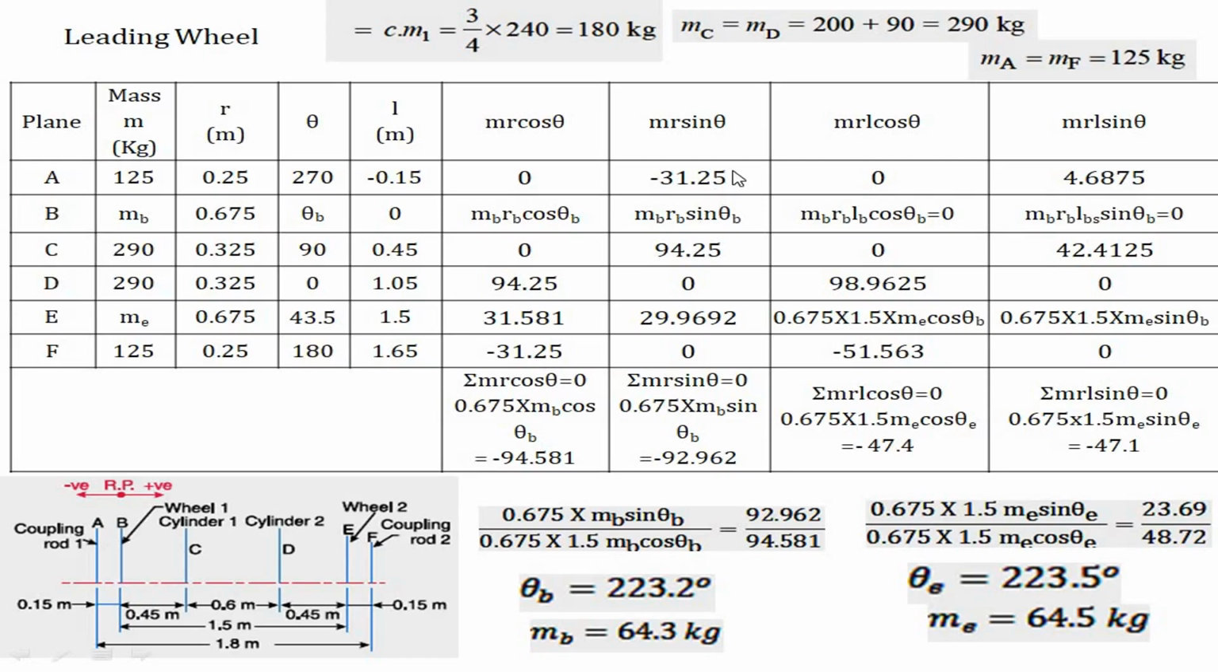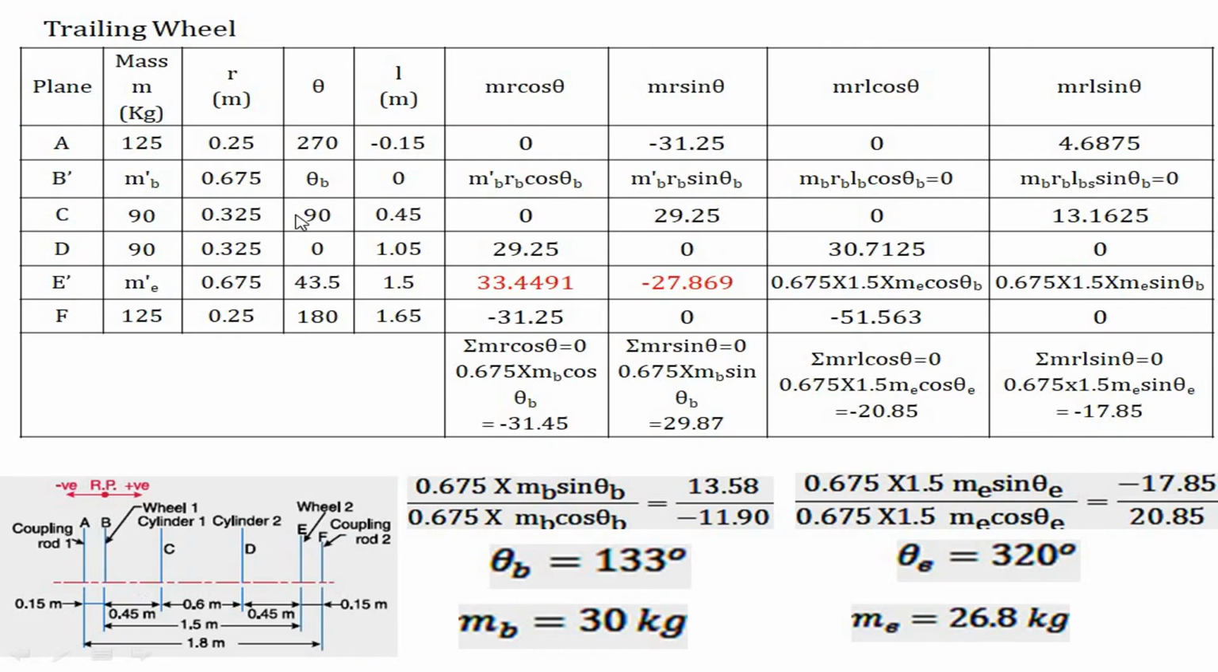The other procedure will remain the same, as we are going to take B as a reference plane, and from B we are going to measure the distances. The couple that we are going to get for mass P or plane B is going to be 0, and sigma mrl cos theta, sigma mrl sin theta both are equal to 0. By comparing these values, we are going to get the value for the angle as well as masses. So by using this value, once again we can determine the value of theta B and mb. The angle and masses that we got over here are for the leading wheels. Right, a similar procedure we have to follow for the trailing wheels.